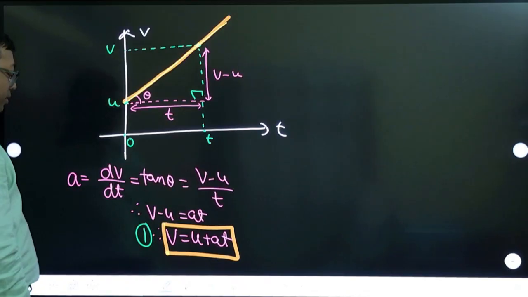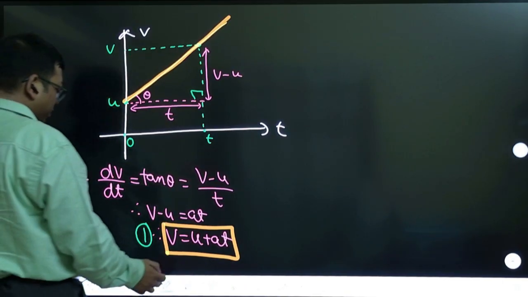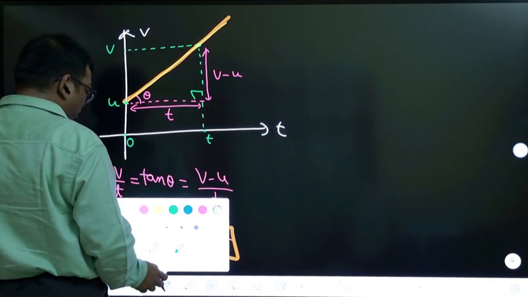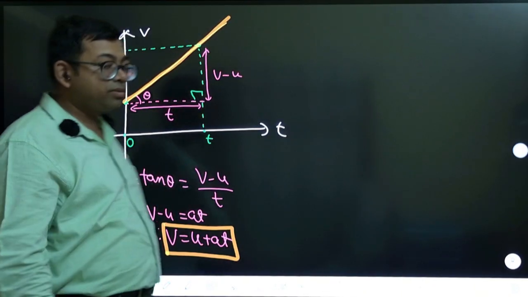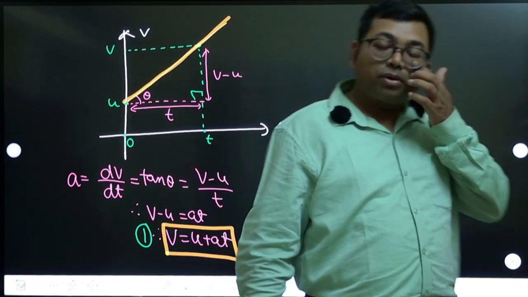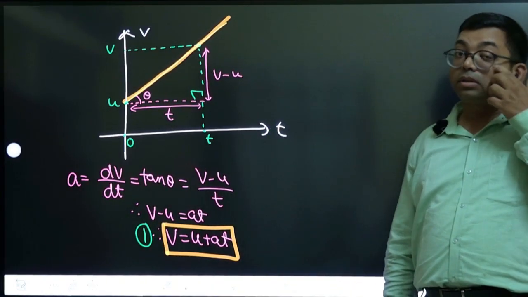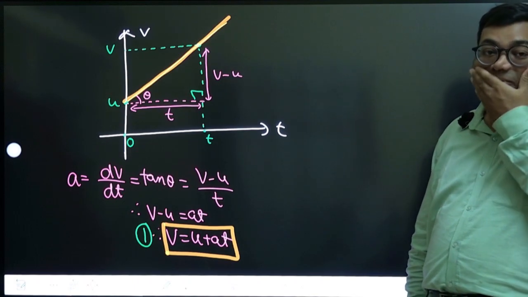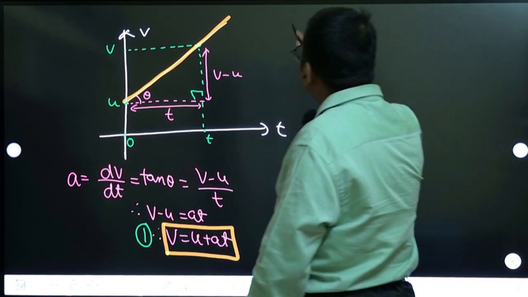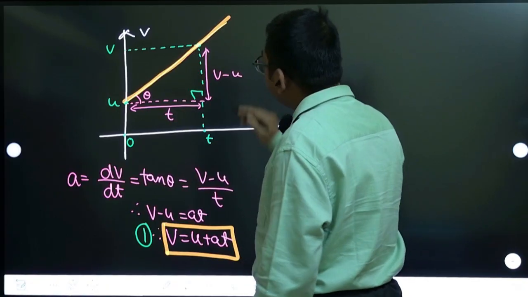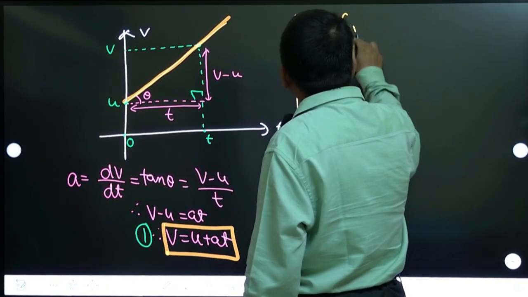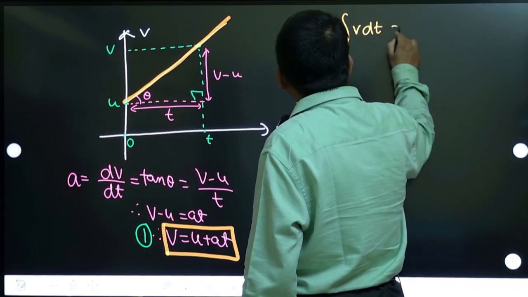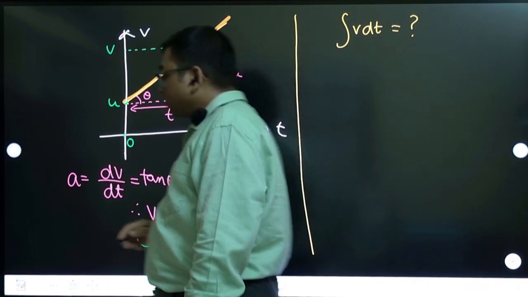Second equation, I want to calculate displacement. Tell me, what does the area under this graph give? What is the area under a velocity-time graph? Yesterday, you've seen. If you forget, remember that area means integration. This is the integration of v dt. What does that mean?